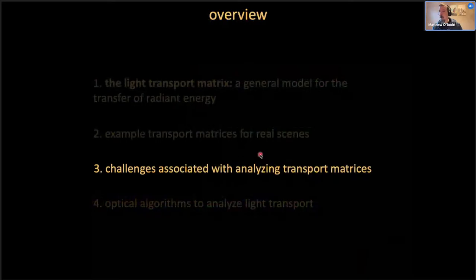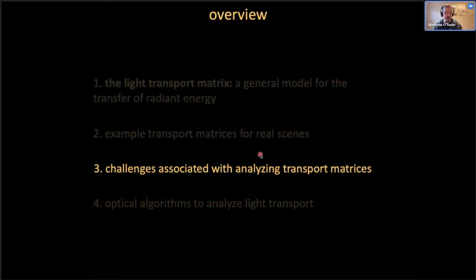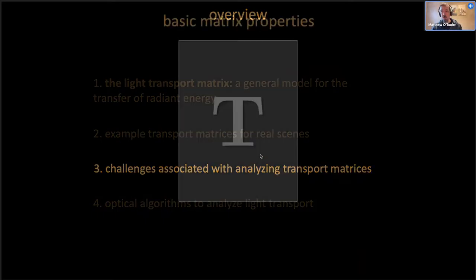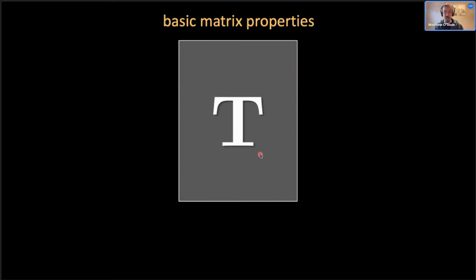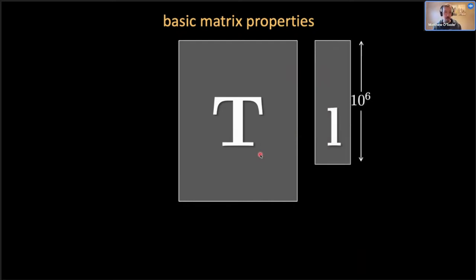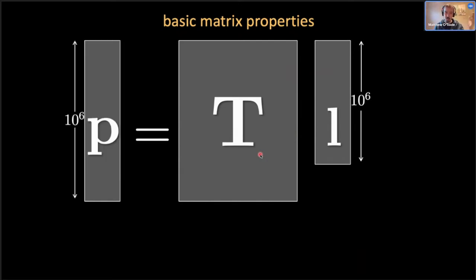All right. So in addition to this, we need to actually analyze these transport matrices. We have a lot of information available to us, but there are some challenges in actually using it. The first thing is that our matrix T is quite large. It depends on how large our light sources are. If we're using a projector that has maybe a million pixels, then we'll have a million columns in this matrix T. And if we have a photo that's a million pixels as well, already our matrix T contains 1 trillion elements, which is way too large to measure directly.